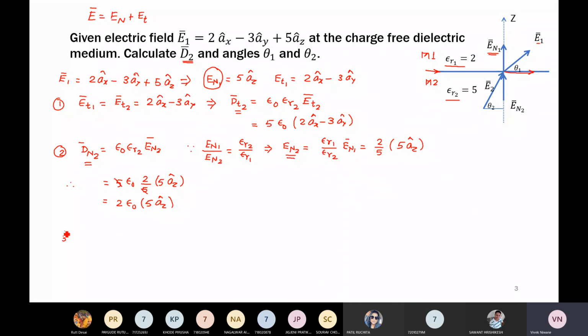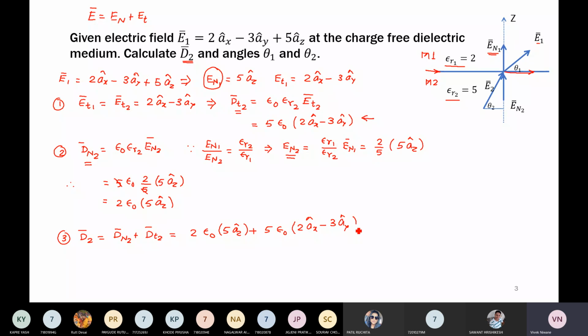So we can definitely write down d2 bar is equal to dn2 plus dt2. dn2 we have with us 2 epsilon 0 5 az cap, plus we have dt2 as well here, 5 epsilon 0 2 ax cap minus 3 ay cap. So now we can take epsilon 0 outside, and I will write in a sequence ax cap, ay cap, in this way.